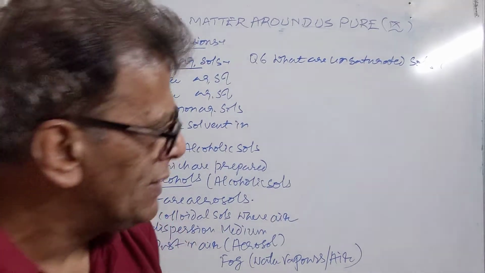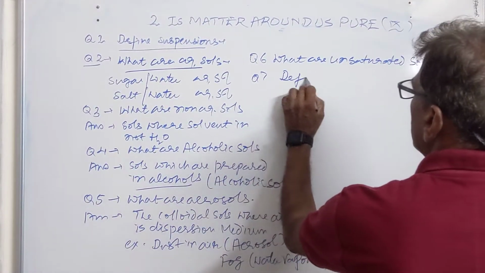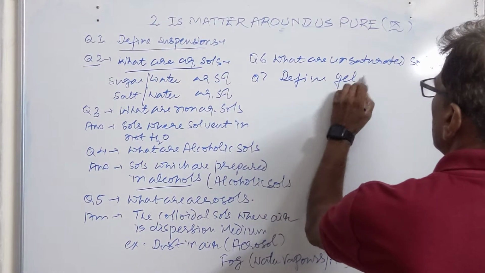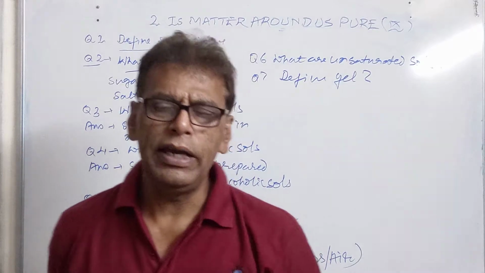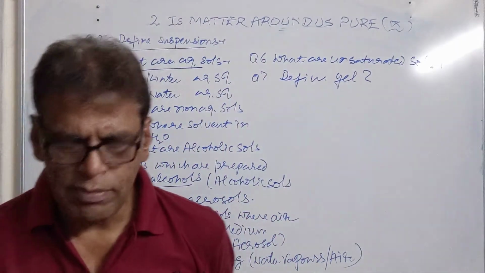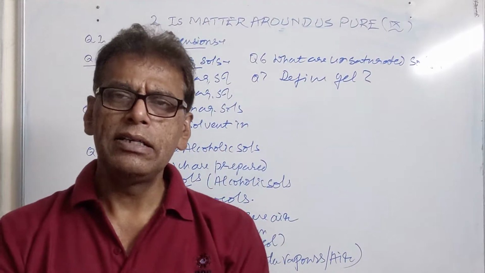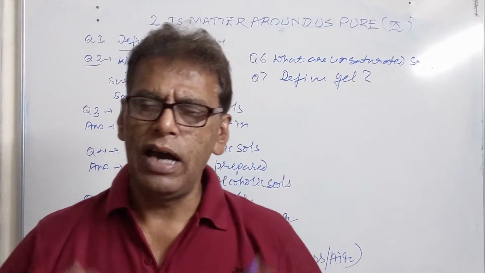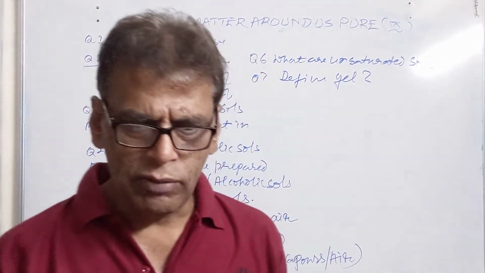Then we have, what is a gel? Define gel. These are solid colloidal solutions where dP becomes more than that of dm, and the solution acquires a solid shape. Our nails, our hair, and the horns of animals are examples of gel.